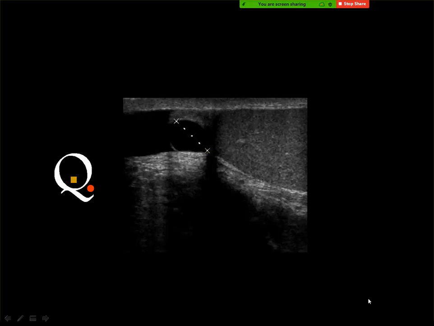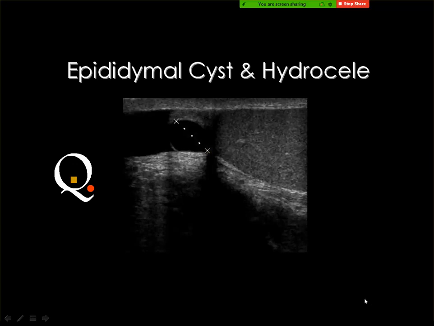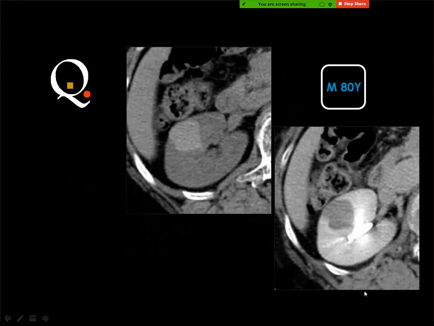Spermatocele? Epididymal cyst. Epididymal cyst, very good. And you see this hydrocele as well? Hydrocele. Yes, very good. Okay.